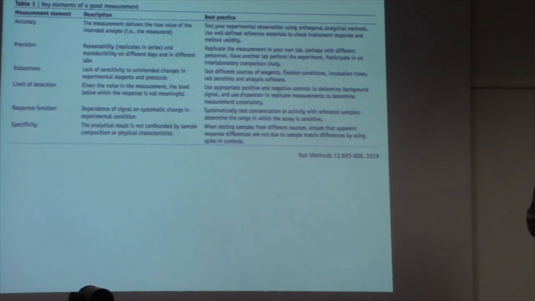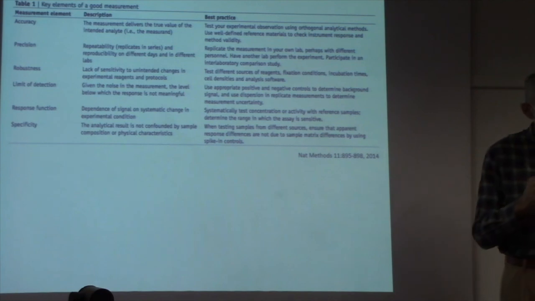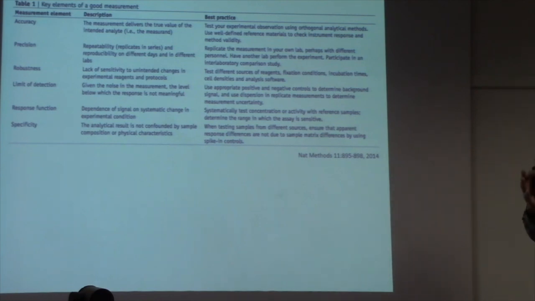Okay, how do you get your accuracy as best as possible? Test your experimental observation using orthogonal analytical methods. We talked about orthogonal methods. If we use two methods to measure the same variable, and they give you the same identical, or very similar numbers, you are convinced that this is pretty close to the real measure, which you will never know. Exactly. And then, of course, use well-defined reference materials to check the instrument response and method validity.